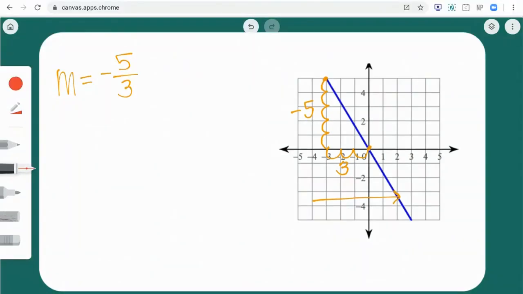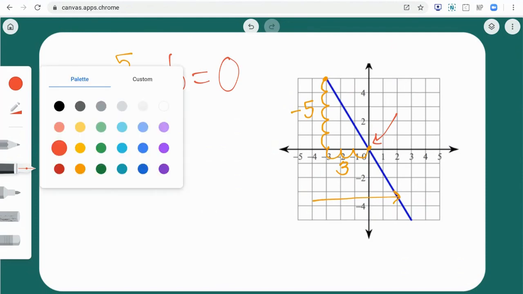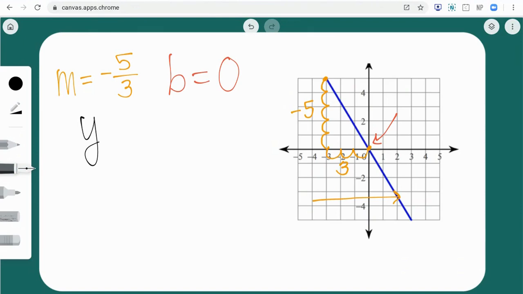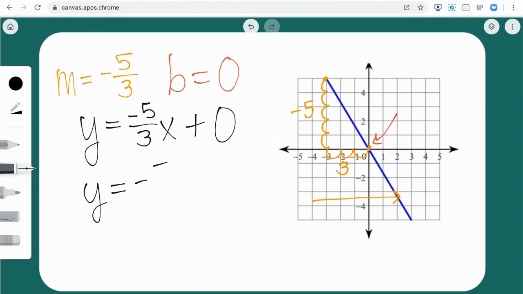Finally, we need to find where this line crosses the y-axis. So here is where the line crosses the y-axis, which means our y-intercept is 0. When we write our equation in slope-intercept form, we will replace m with -5 over 3, and we will replace b with 0. But we know whenever we add 0 to a number, it doesn't change the value of that number, so we don't need to write 0. We can represent this as y equals -5 over 3x.